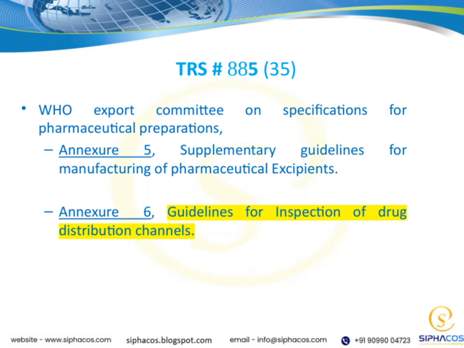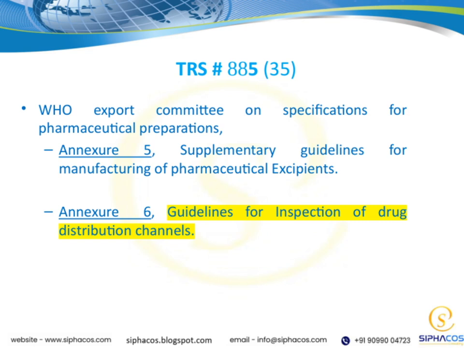Next, we have Annexure 6, which outlines guidelines for the inspection of drug distribution channels. This is a key component in ensuring that pharmaceutical products are handled properly throughout the supply chain, preventing contamination, theft, or counterfeit issues.